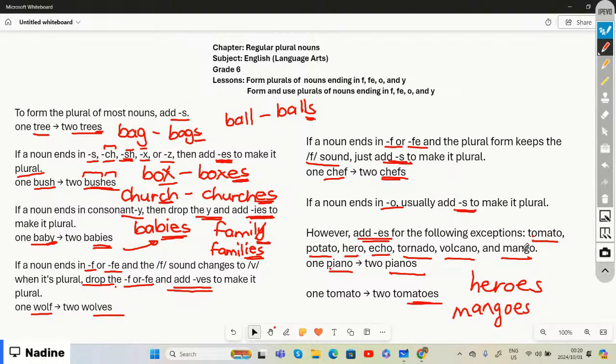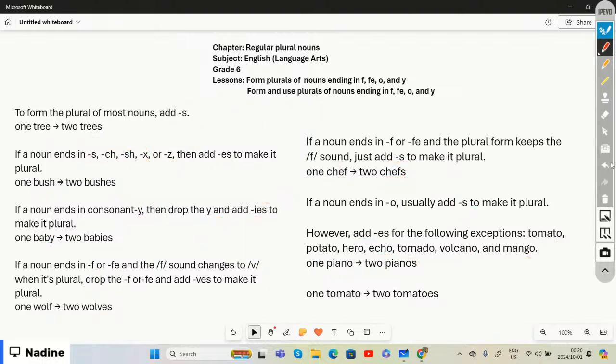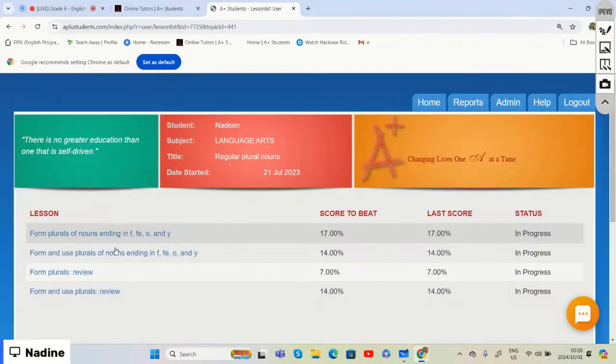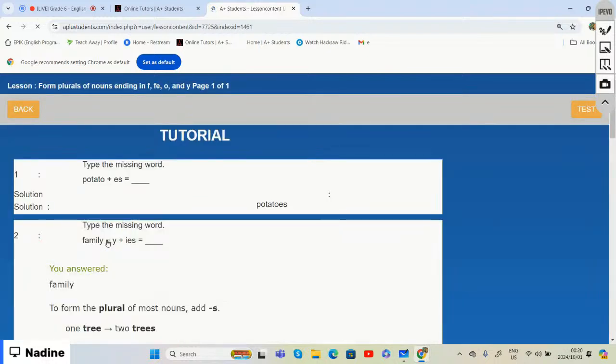All right. So now we're going to A plus students.ca, and we're going to form plurals of nouns ending in F, E, O, and Y.